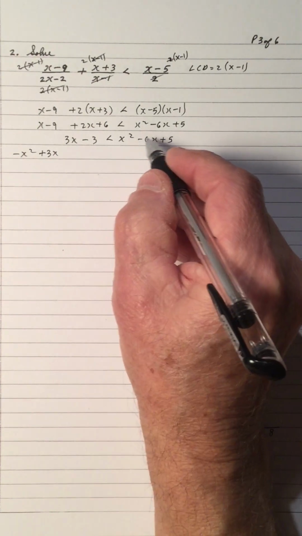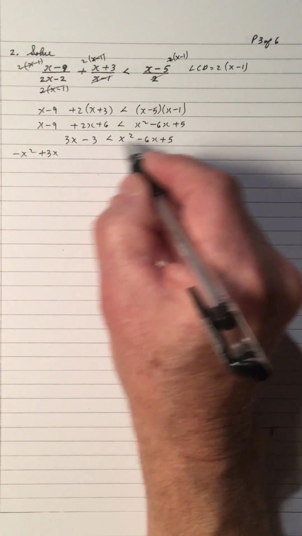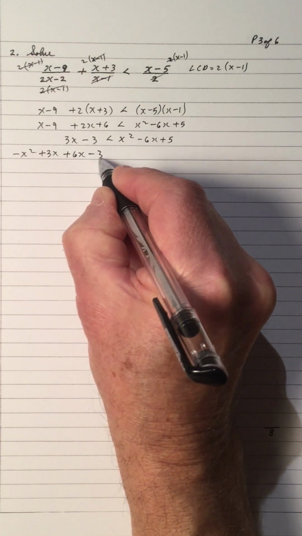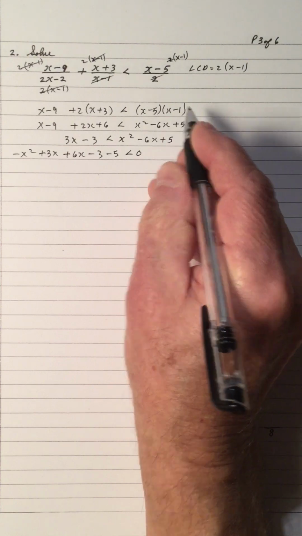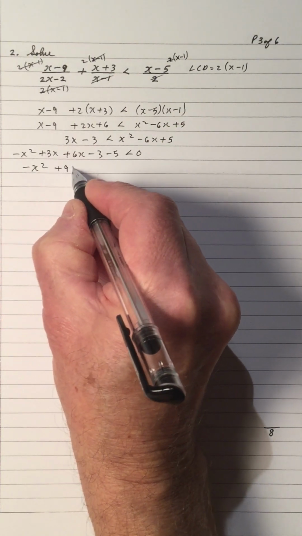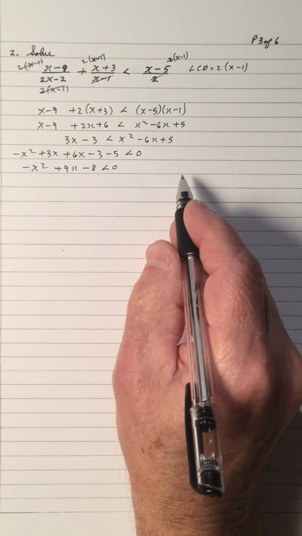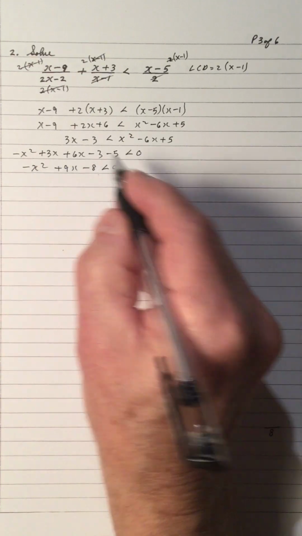So that's x squared, make it a minus. That's a 3x stays plus. That's minus 6x becomes a plus 6x, minus 3, minus 5, less than or equal to 0. And we simplify that. Negative x squared plus 9x minus 8 less than 0. We do not want to have a negative x squared, so we multiply everything by negative 1.